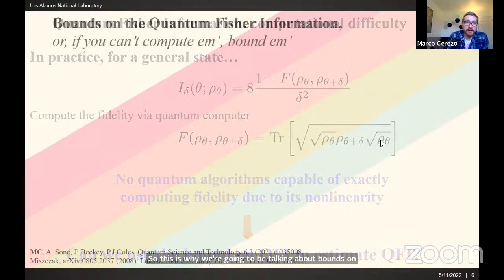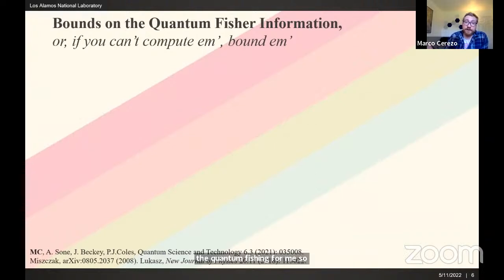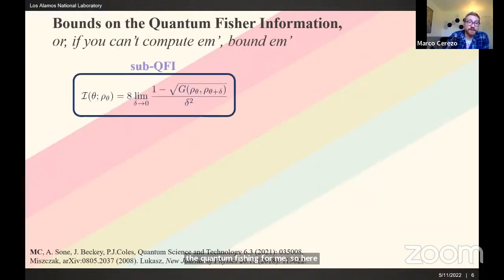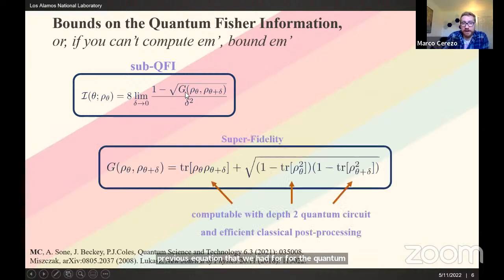So here, as we said, if we cannot compute the quantum Fisher information, let's try to bound it, right? So we introduced this quantity, which we call the sub-quantum Fisher information, and it's introduced as this quantity right here, which is very similar to the previous equation that we had for the quantum Fisher information. But instead of the F, now we have this G right here, and this G is actually an upper bound for the fidelity. And this upper bound is called the super fidelity.